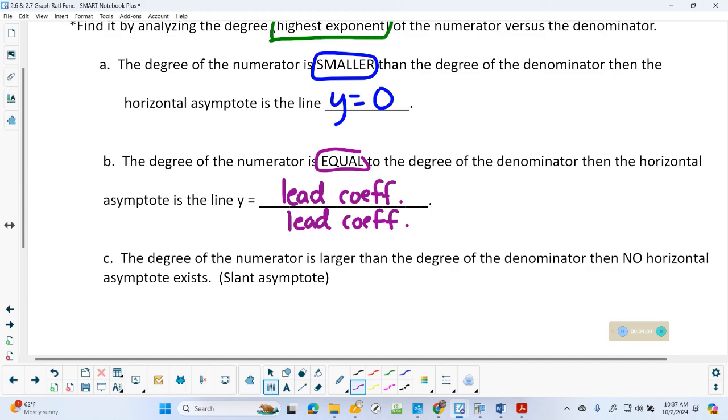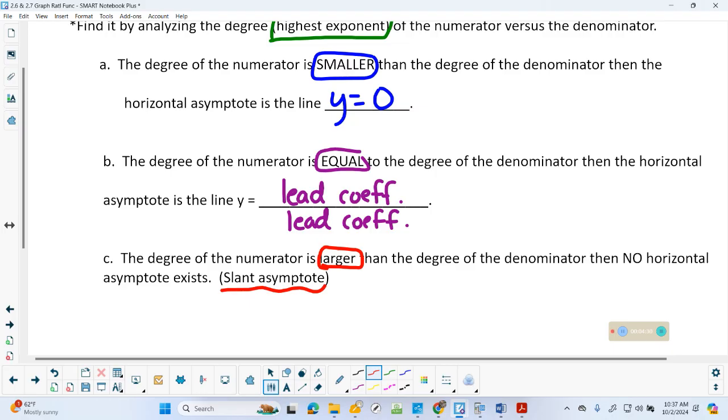Now, we could have this third possibility. The degree of the numerator is larger. So we've got smaller, equal, larger. Those obviously are the three situations. If the degree of the top is larger, there is no horizontal asymptote. It kicks it into a slant. And that I'll probably save for tomorrow. We'll just see what we have for time today. We're going to focus on our vertical and horizontal asymptotes.